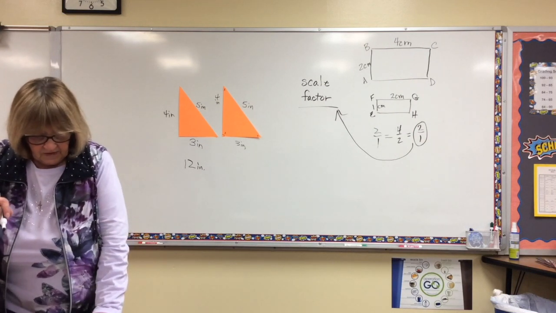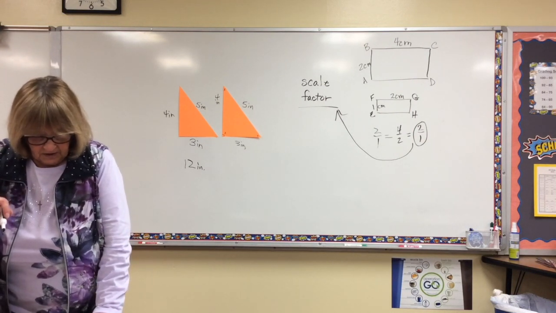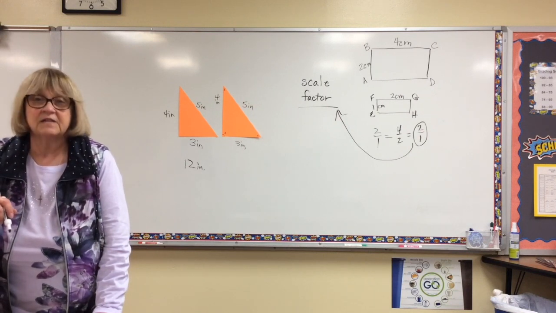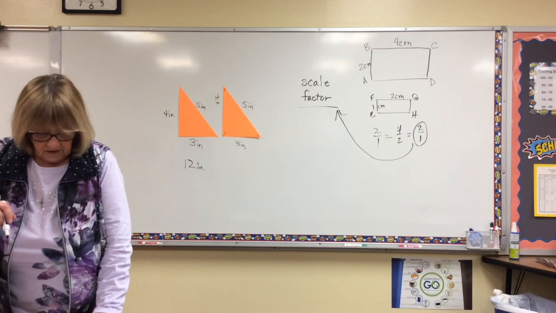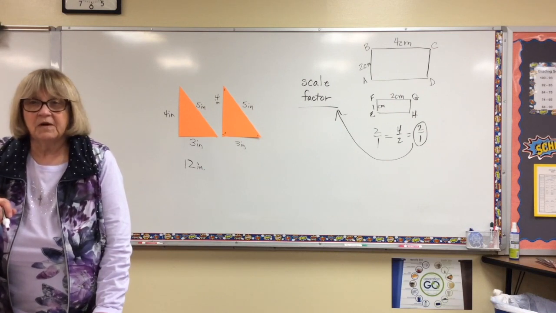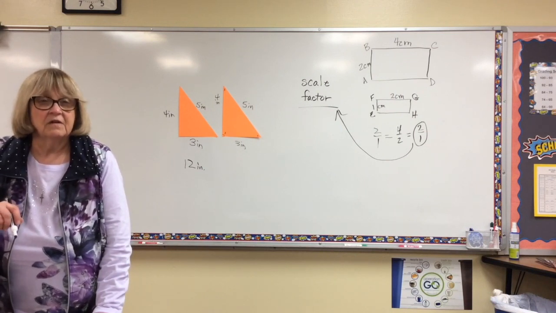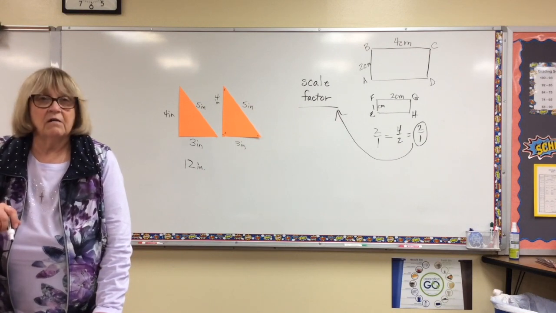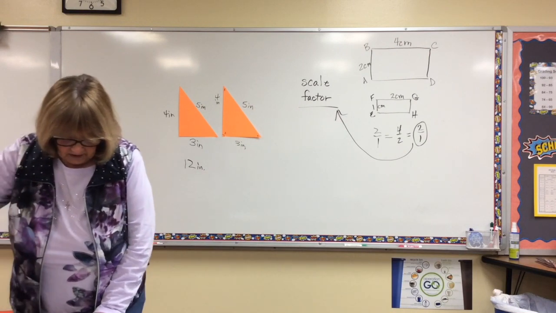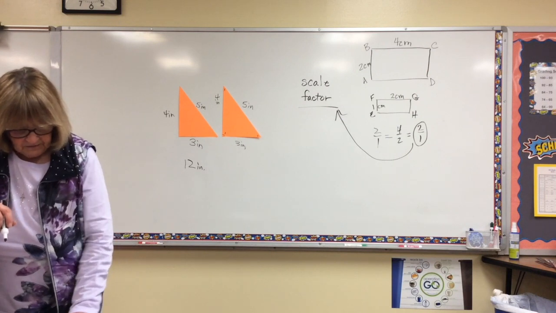Look at C. If 2 polygons are similar, then their corresponding angles are equal in measure. True or false? Well, that's definitely true. Corresponding angles in similar polygons are always equal. Okay? Always equal. That is always true.